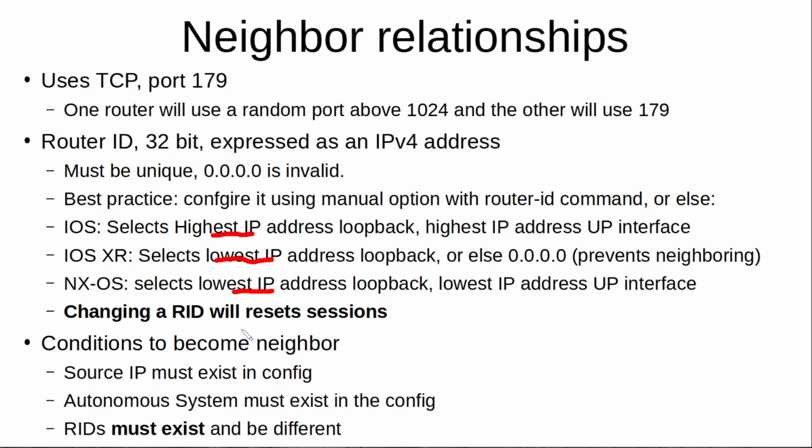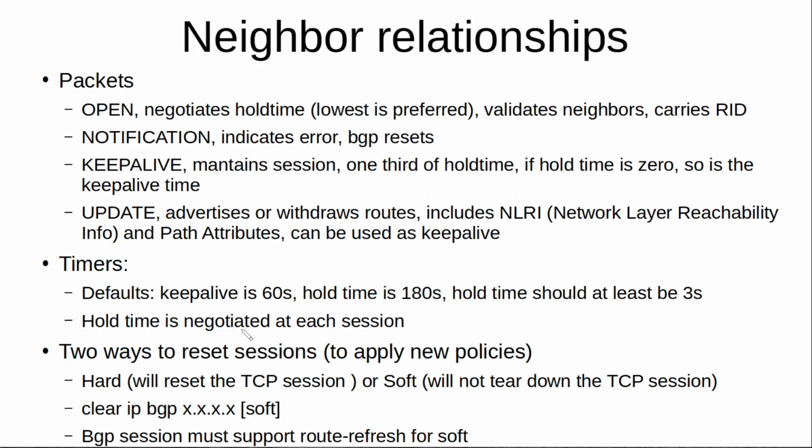Changing the router ID will reset your sessions. In order for two devices to become neighbors, they must validate that the source IP and the autonomous system exist in the configuration, and the router IDs must be unique, must be valid, and must be different. You have 4 packets in BGP: the open, which is used for negotiation and validation; the notification, which is used to send errors, and if one device receives a notification message, the BGP session is turned down; the keepalive, which is like a hello; and the update, which is used to advertise or withdraw routes.